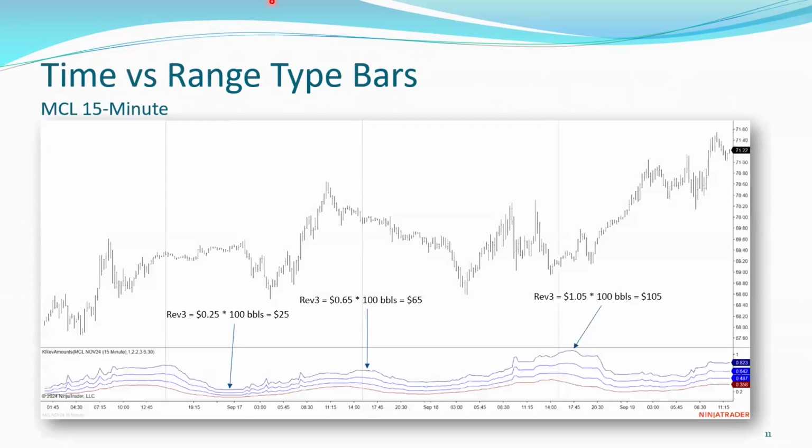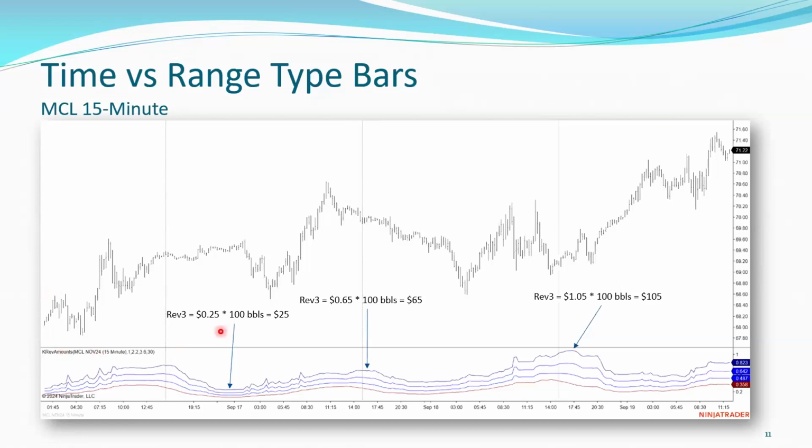So let's look at how do we determine, using the Kase StatWare indicators, how much risk we're taking on any given bar? We have an indicator called the K Rev Amounts. What this does is it shows us how much risk is being taken at Dev 1, Dev 2, and Dev 3 of our Dev Stop indicator. So that's 1, 2.2, 3.6 standard deviations on time, or 2, 4.4, and 7.2 standard deviations on range type bars.